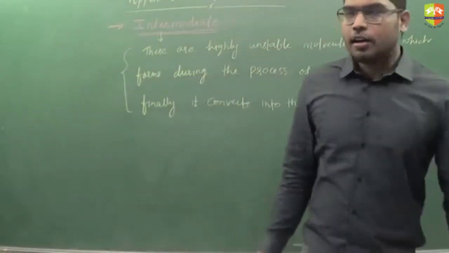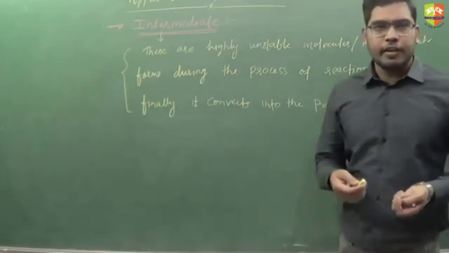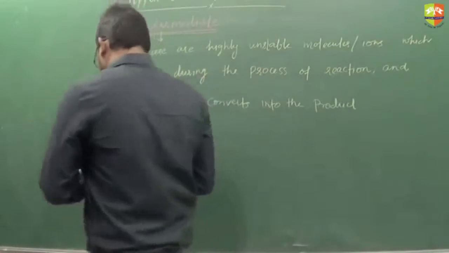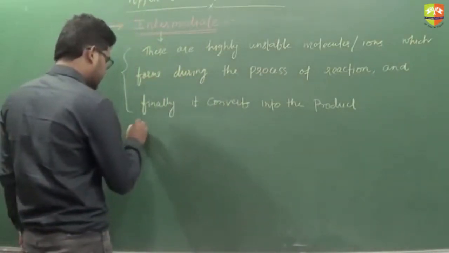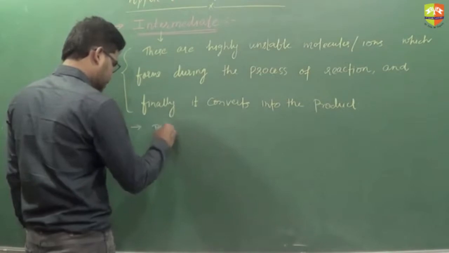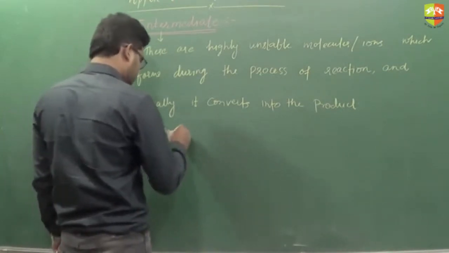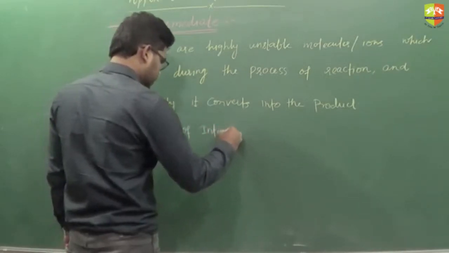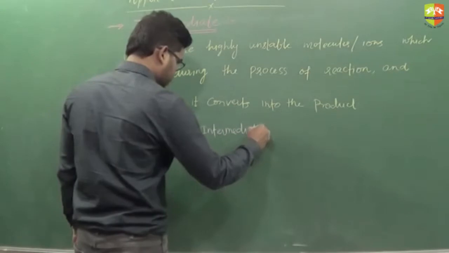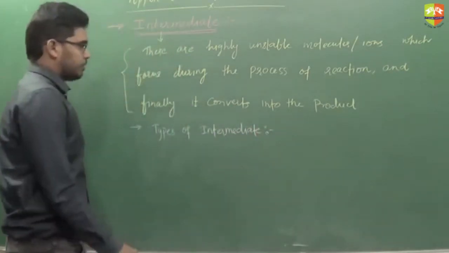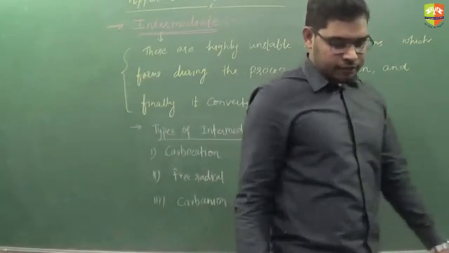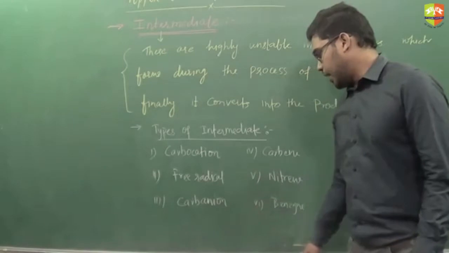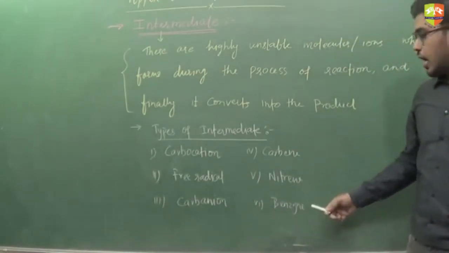Okay, so there are different types of intermediates we have. So what are those intermediates, that also we'll see. The next thing we'll see here is the types of intermediates. These are the different types of intermediates we have: carbocation, free radical, carbanion, carbene, nitrene and benzyne.